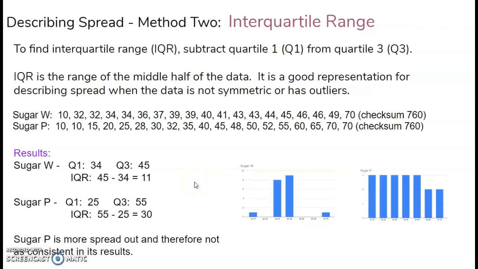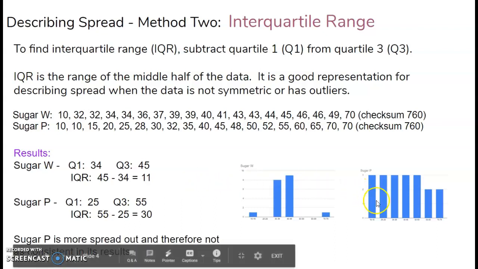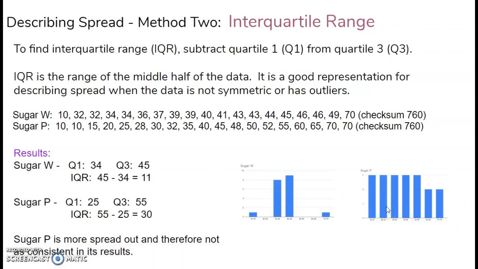So sugar P is more spread out and therefore not as consistent in its results, because it's almost like you have an equal chance of getting any of these. So you're going to have some good cell growth and some not so good cell growth.